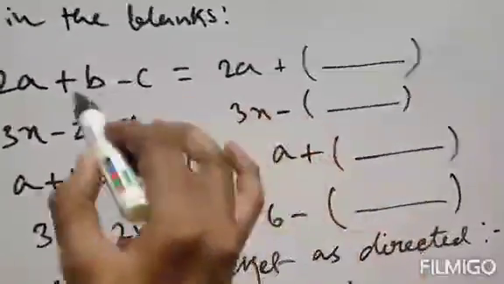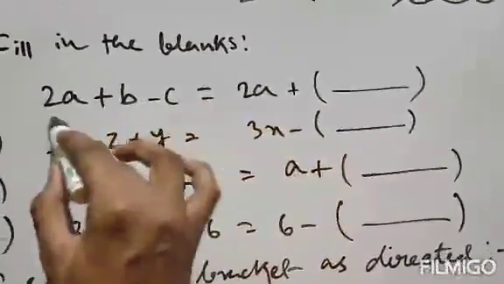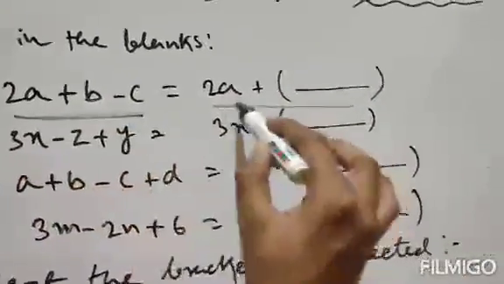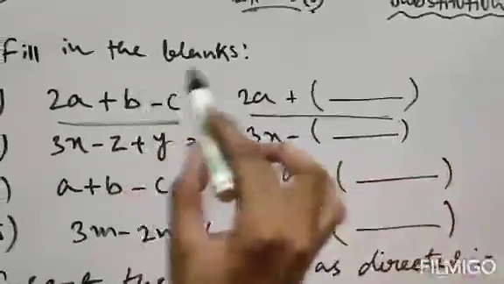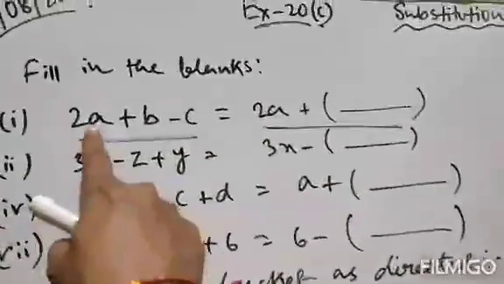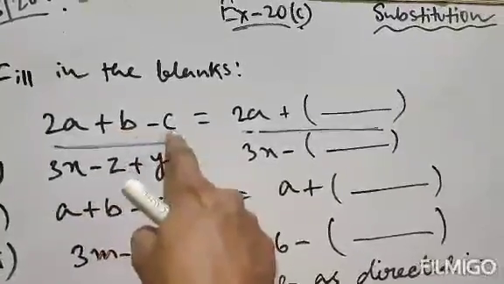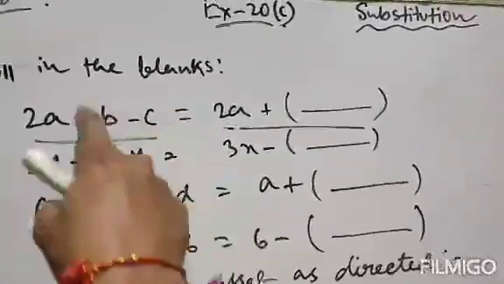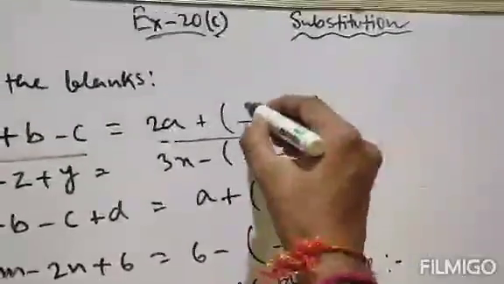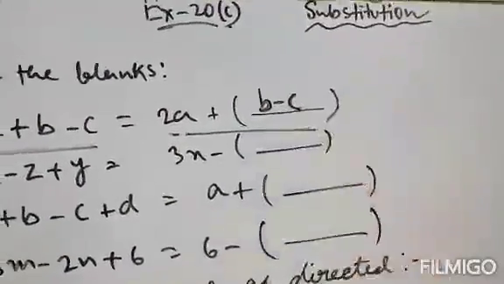So look, this is 2a plus b minus c. Just compare this portion with this portion. That means this is the left hand side and this is the right hand side. So compare both sides. There is 2a and here is also 2a. So b minus c, here b minus c is the term. Here that term is missing. Clear? So we will put b minus c here because this term is missing.